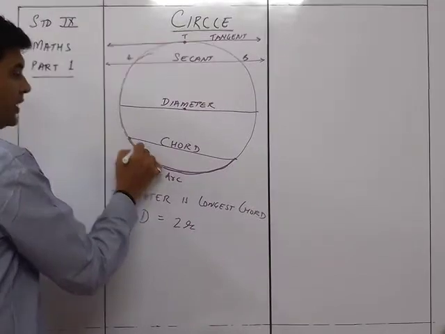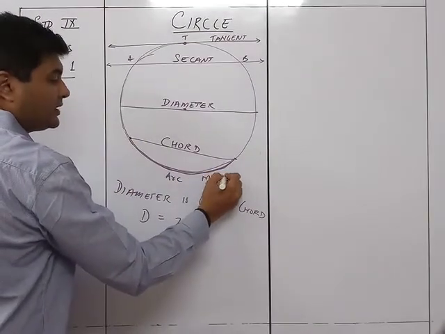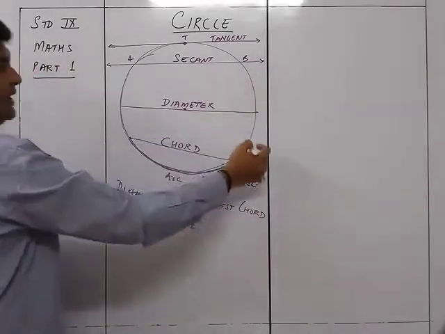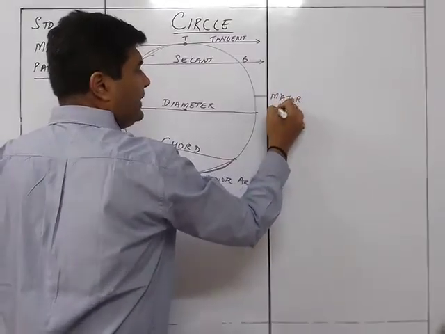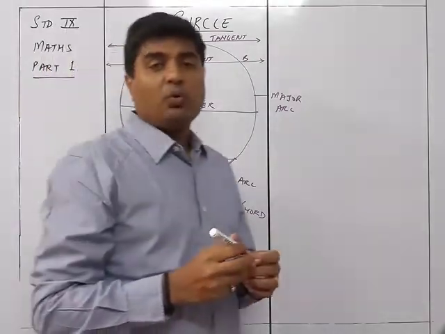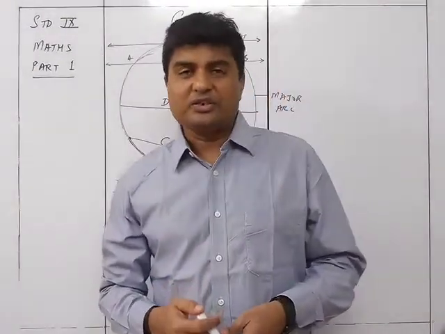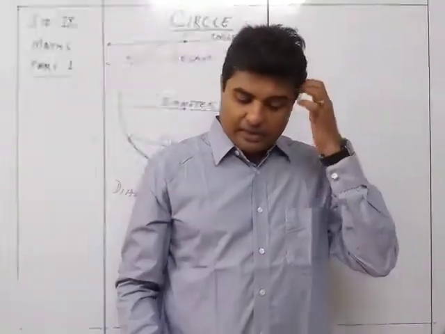So the smaller part what you see over here is called the minor arc. This is the minor arc, but the bigger one is called the major arc. So major arc and minor arc. Minor arc, the smaller arc. The one which is formed by the smaller arc is called the minor arc, and the one which is forming the bigger part of the circumference is called the major arc.